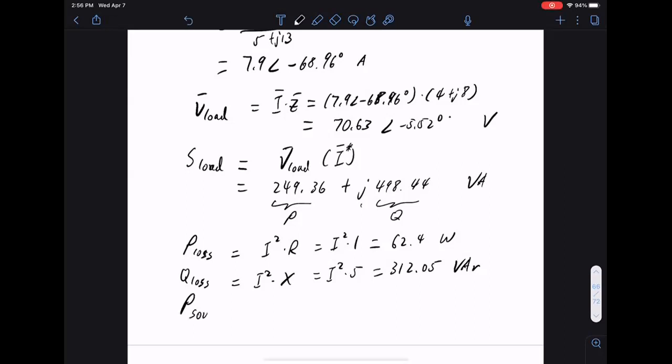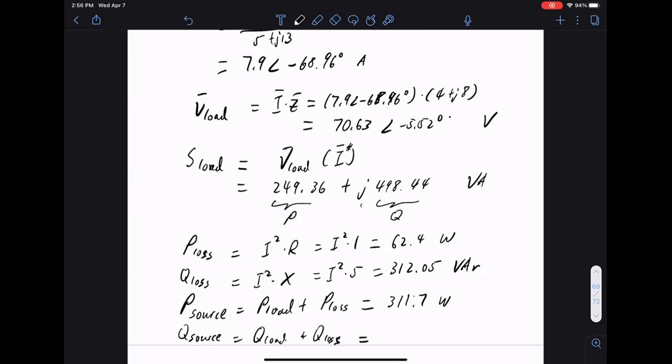So then to find the source, we have P from the source. This is just P load plus P loss in the line. This turns out to be 7 watts, and Q source, same thing, Q load plus Q loss. You add the two numbers together, you get 10.5 VAR.